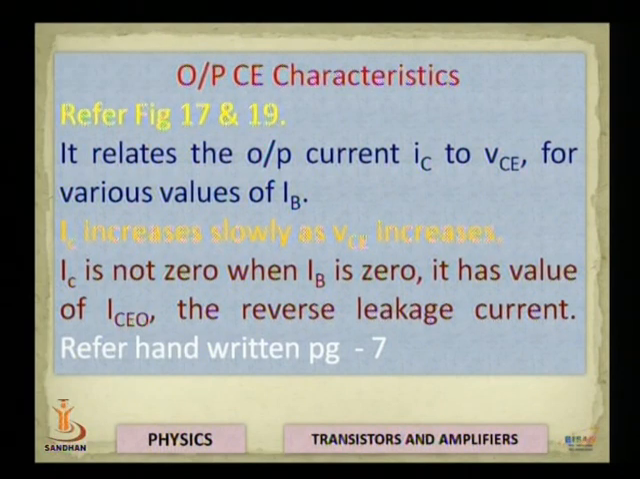Now the output characteristic of the common emitter configuration. It relates the output current IC to VC for various values of IB. IC increases slowly as VC increases. This is a common statement for this particular configuration. IC is not 0 when IB is 0. It has a value of ICO, the reverse leakage current.